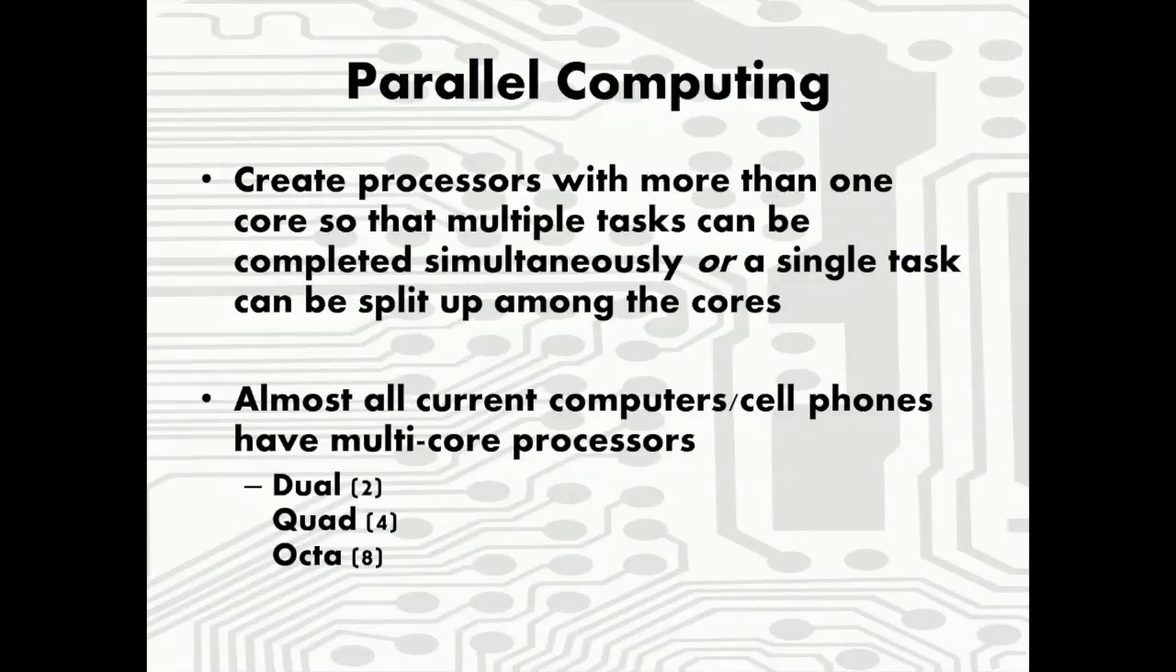Now let's look at parallel computing. Parallel computing represents the solution to many of the drawbacks of serial computation. The basic premise is to create a processor with more than one core so that multiple tasks can be completed simultaneously, or a single task can be split up among the cores. Almost all current computers and cell phones have multi-core processors, and their names are pretty much what you would think they are. A 2-core processor is known as dual-core, 4 is quad, and 8 is octa.